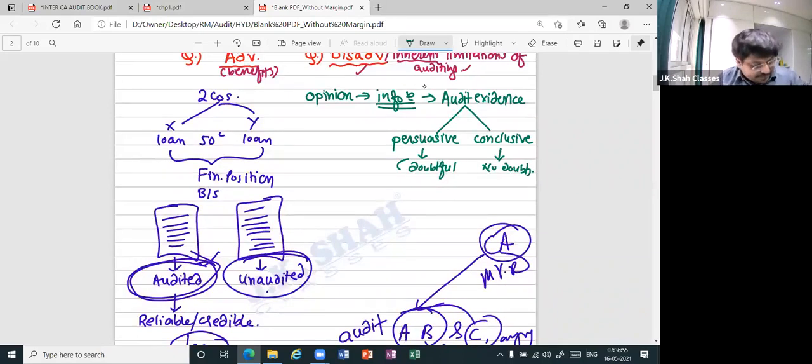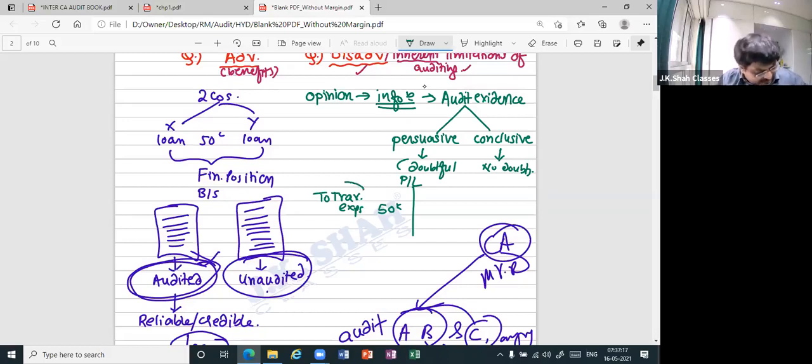Listen carefully. Say I am auditor of X Limited. And I'm checking their P&L, income and expense. Now on the expense side, they have written traveling expense, 50,000 rupees. Now, can you tell me who has written this? Management. Okay. I am auditor. So obviously I have to check whether it is correct or not.